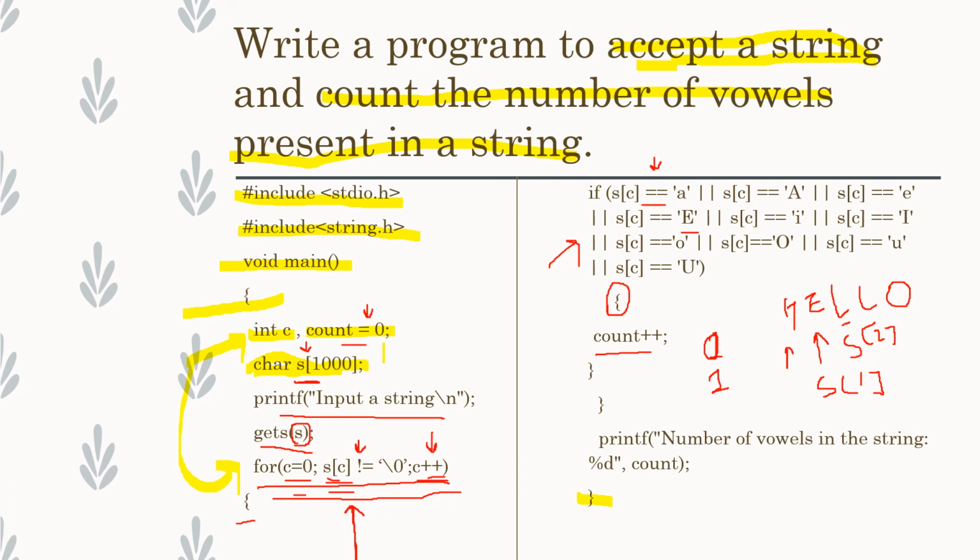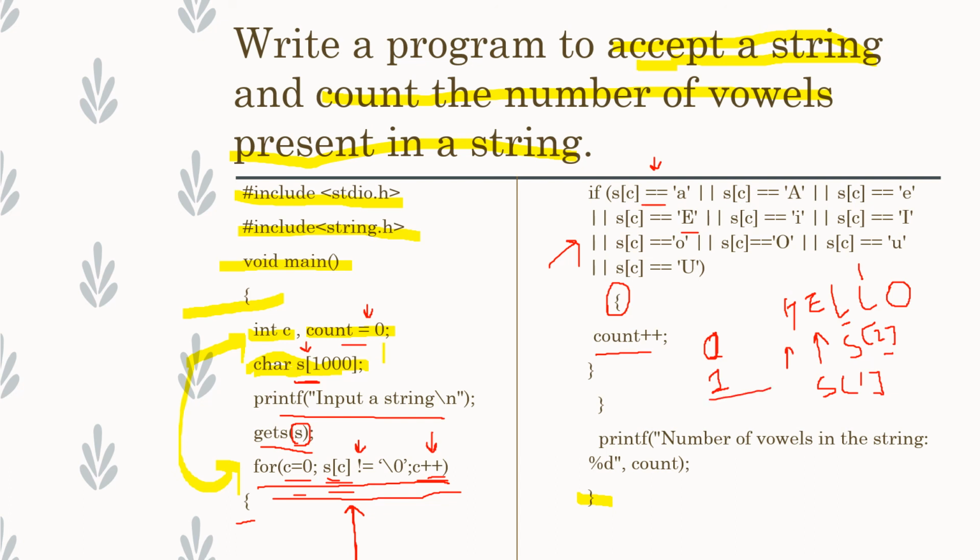Now there is one more c++. Okay, now my index will move from 2 to 3. So it will check for s of 3. Again, it's L. It's not the null character. Okay, and it's not a vowel, so my counter will not get incremented because the condition here gets false. So the counter is as it is, 1.